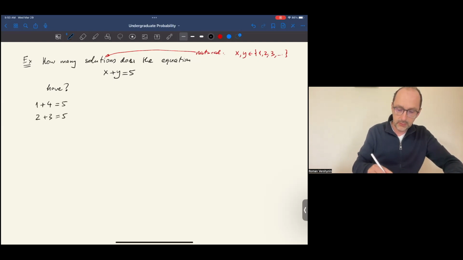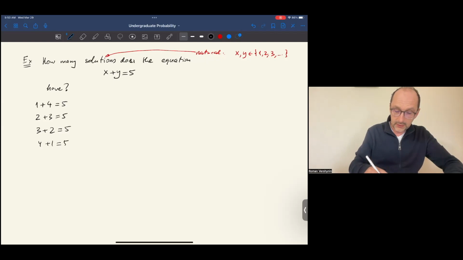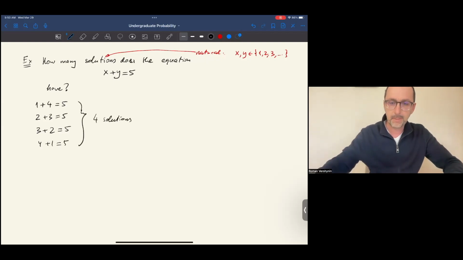2 plus 3 is another. 3 plus 2, we count this as a different solution. X is 3 and y is 2 now. And 4 plus 1. And that's it. I think that's all. So there are 4 solutions, and that's the answer.